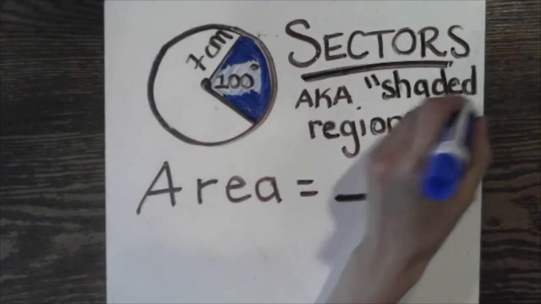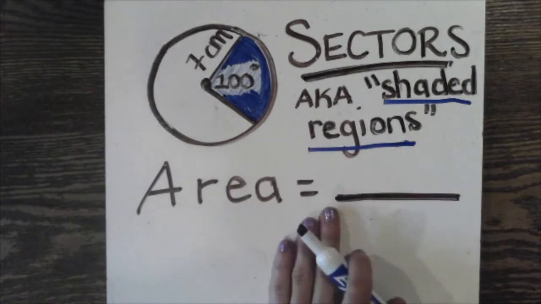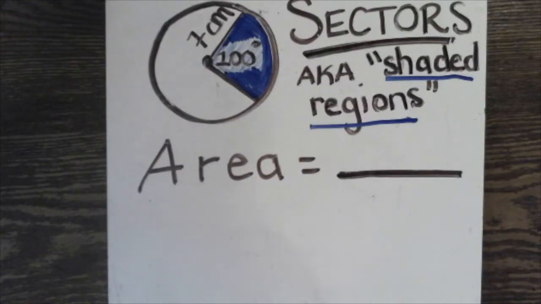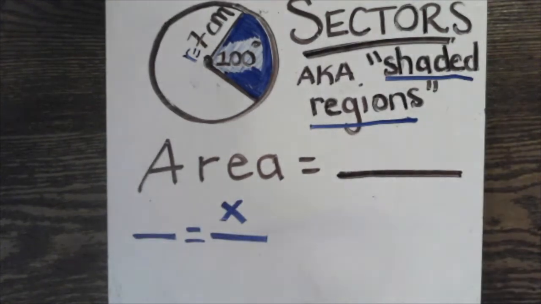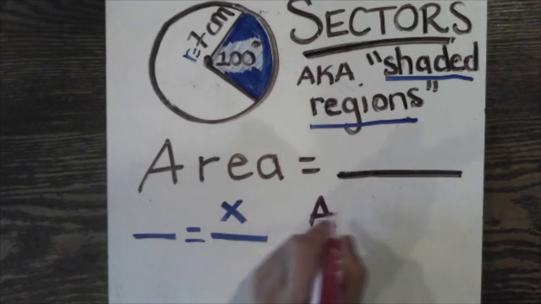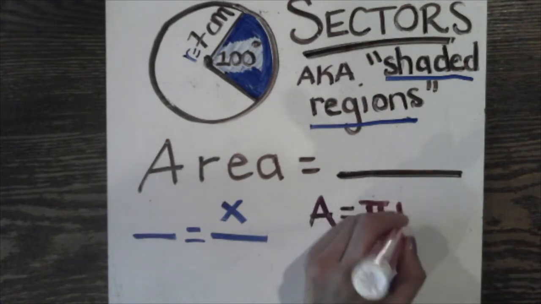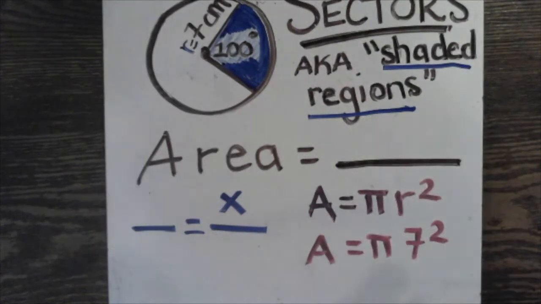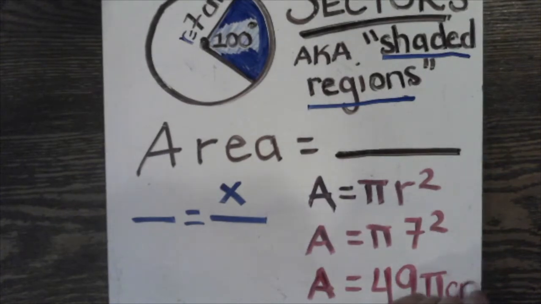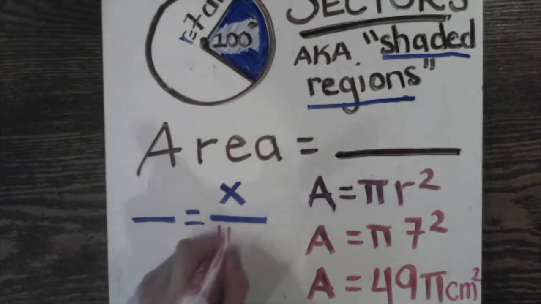When we are talking about sectors, we are talking about the shaded regions, the part of the circle we want to know the area of. In this case, we have a circle with radius 7 centimeters, and we want to find out an area with 100 degrees. So we don't know that area, but we do know the area of the full circle, which is pi r squared, with r being 7. So this should look very familiar to the pizza problem we just did. Our area is 49 square centimeters. So I am going to write 49 pi. Remember, you can multiply it if you would like, but I like my exact answer.